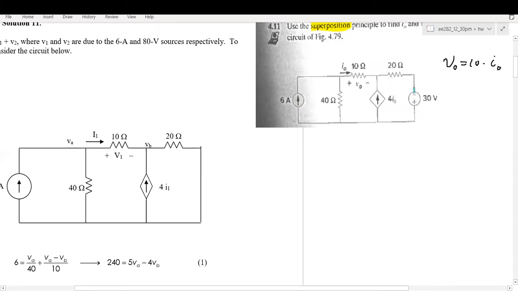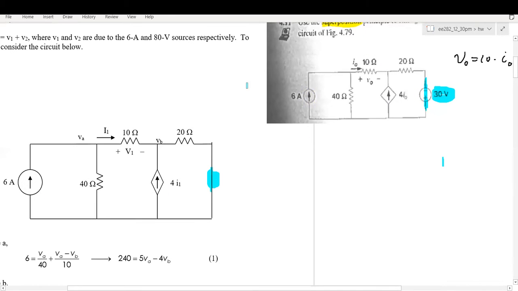The first step is to turn off this voltage source, that's the 30 volts voltage source. To turn it off, we need to short circuit this branch. So this here is short circuited, and this current source is still here. And pay attention that the controlled source, we do not do anything about it.